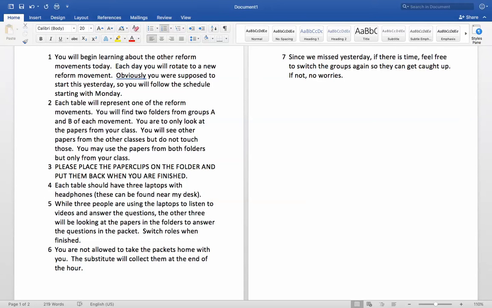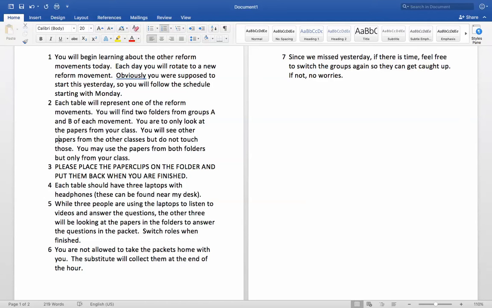Now, please, please, please remember to put the paper clips on the folder and then put them back when you're finished. Make sure all the packets are grouped together the way they're supposed to be. Each table should have at least 3 laptops with headphones. You can find those headphones near my desk. While 3 people are using laptops to listen to the videos and answer the questions, the other 3 will be looking at the papers in the folders to answer the questions in the packet. You're going to switch roles when you're finished.